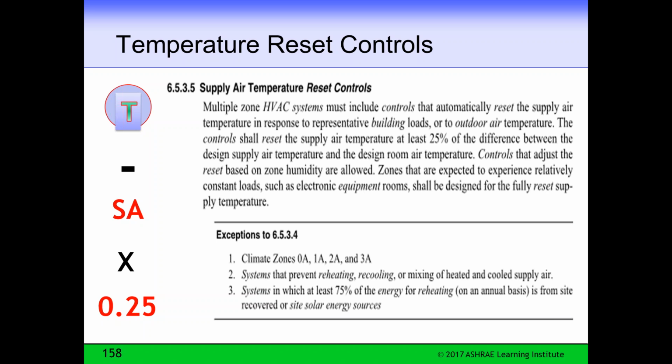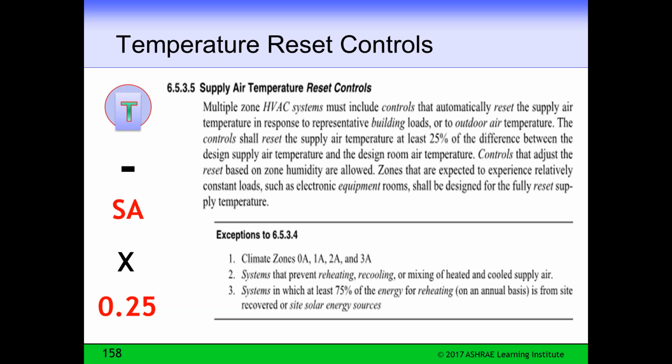Controls that adjust a reset based on zone humidity are allowed. So in other words, if you're in Texas where I am and you do a reset and suddenly you're not dehumidifying enough, you can take that reset away or readjust it based on a humidistat in the zone.